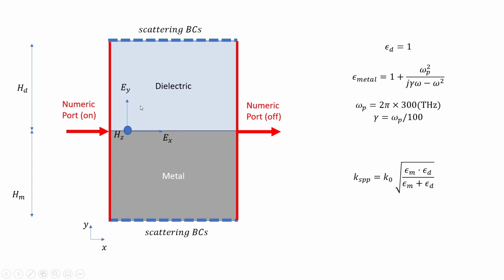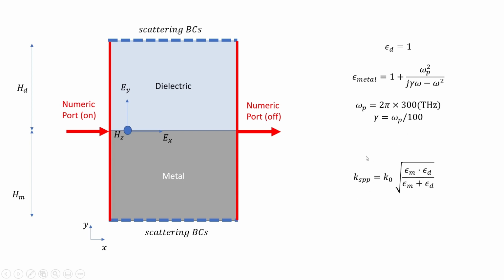For this particular problem, I will choose the dielectric as air, so it has epsilon d of 1, and I will choose some Drude permittivity for the metal given by this relation here. The plasma frequency is around 300 terahertz, and the damping is very small, omega p divided by 100.